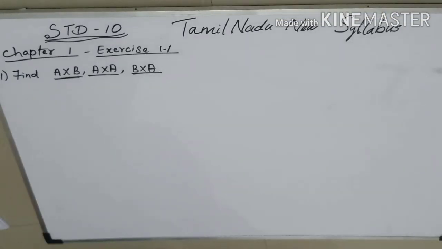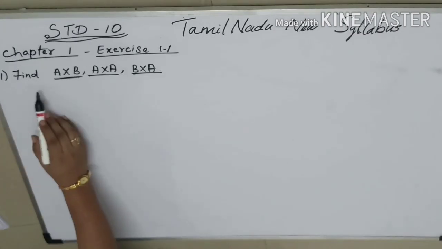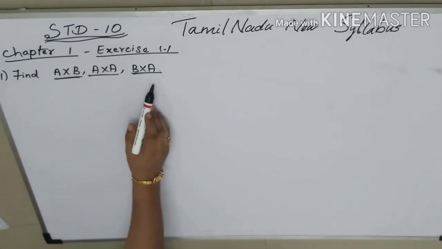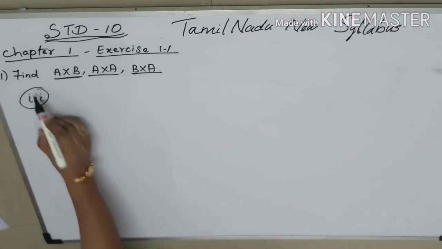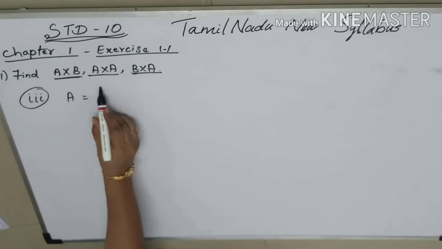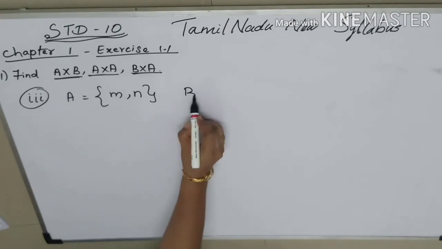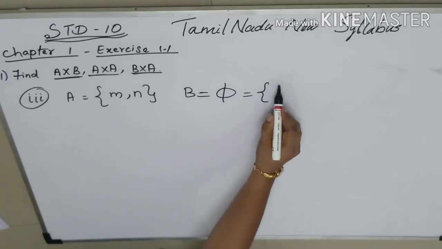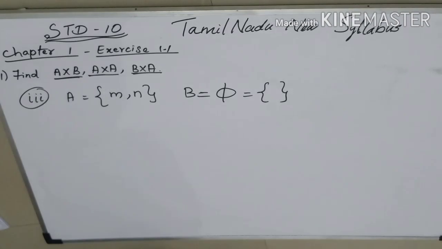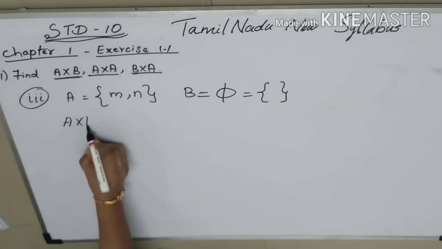Standard 10th, chapter 1, exercise 1.1. First question, find A cross B, A cross A, B cross A. Your third subdivision in that, A is equal to {m, n}, B is equal to phi. Phi is nothing but your null set. Okay, null set means no elements will be there in your set. That is your phi. So they have asked you to find A cross B.